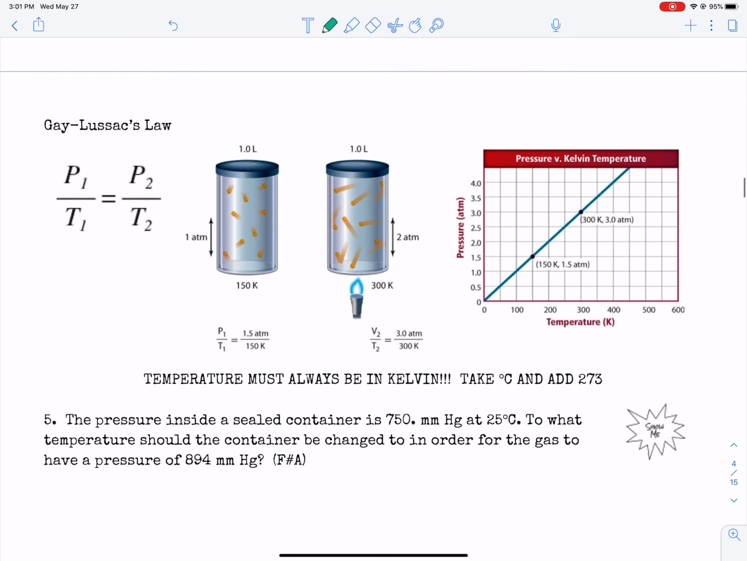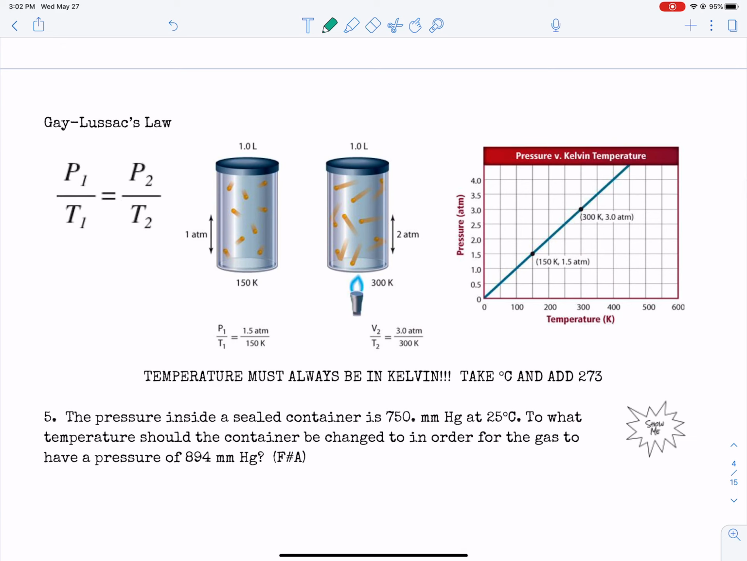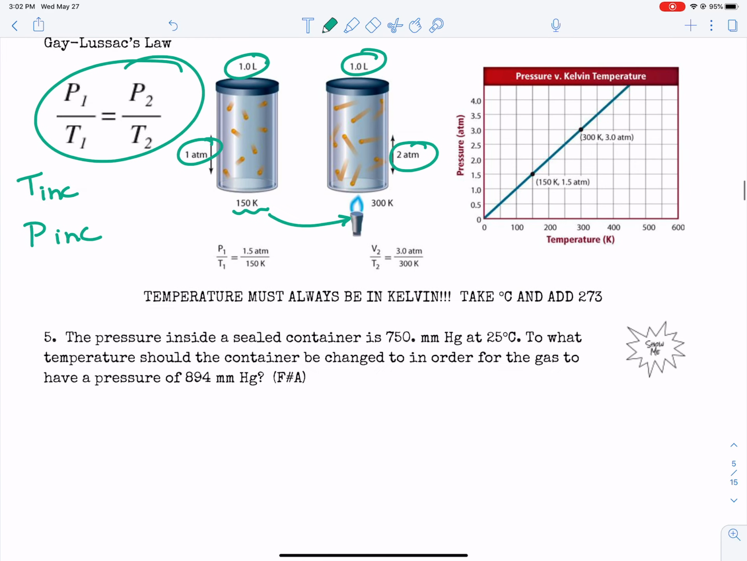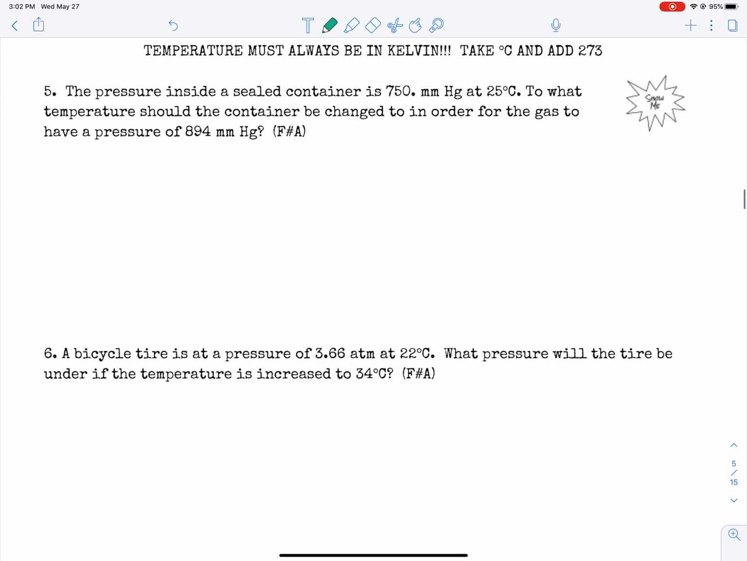Okay, so we've done volume and pressure. We've done volume and temperature. So here's pressure and temperature, Gay-Lussac's law. Look at the picture here. At 150 Kelvin, notice the volume is staying the same this time. And when I double the temperature, I double the pressure, right? So as the temperature increases, the pressure increases, right? And mathematically, here's the formula. Again, always temperature's got to be in Kelvin.